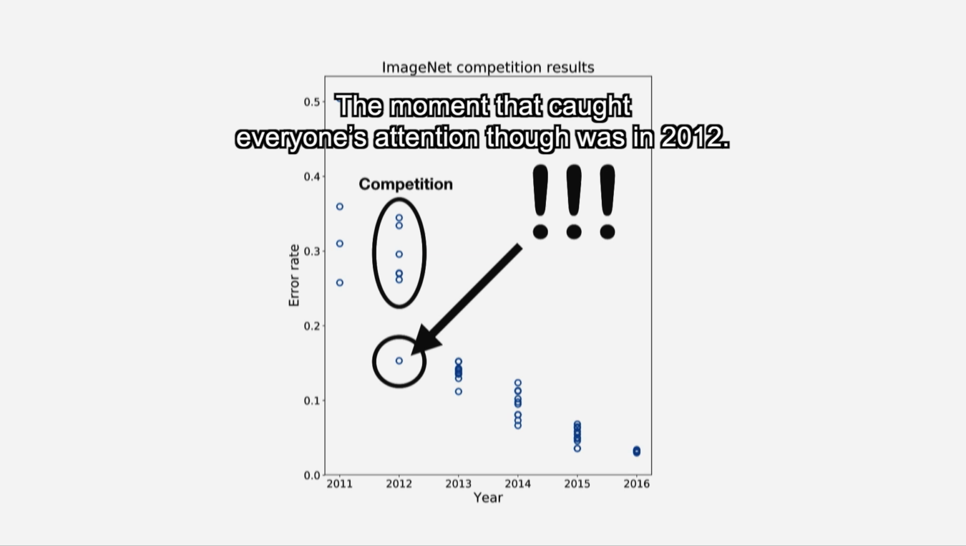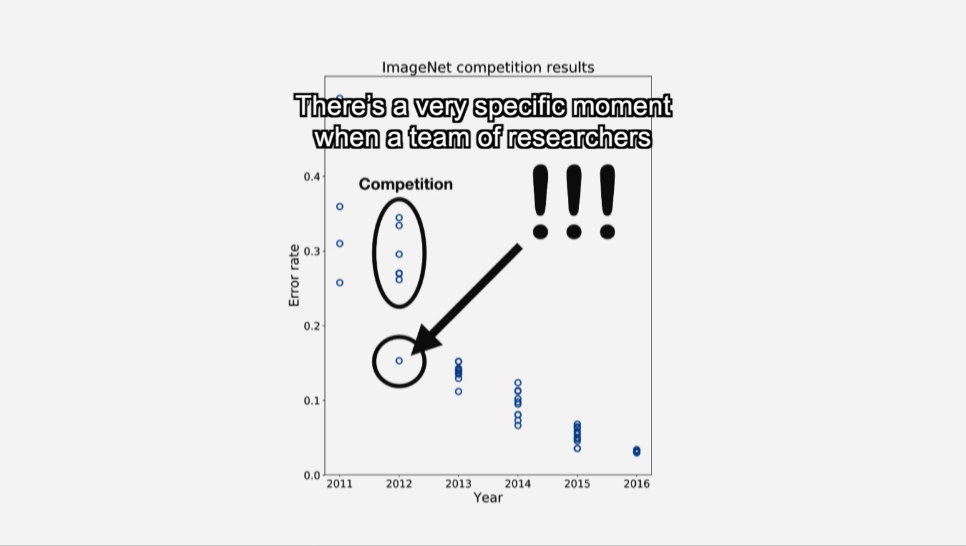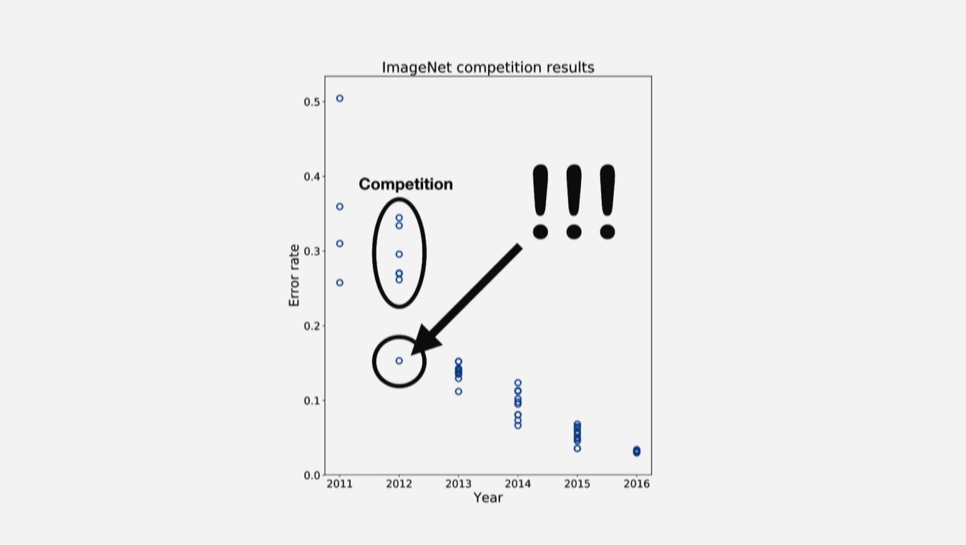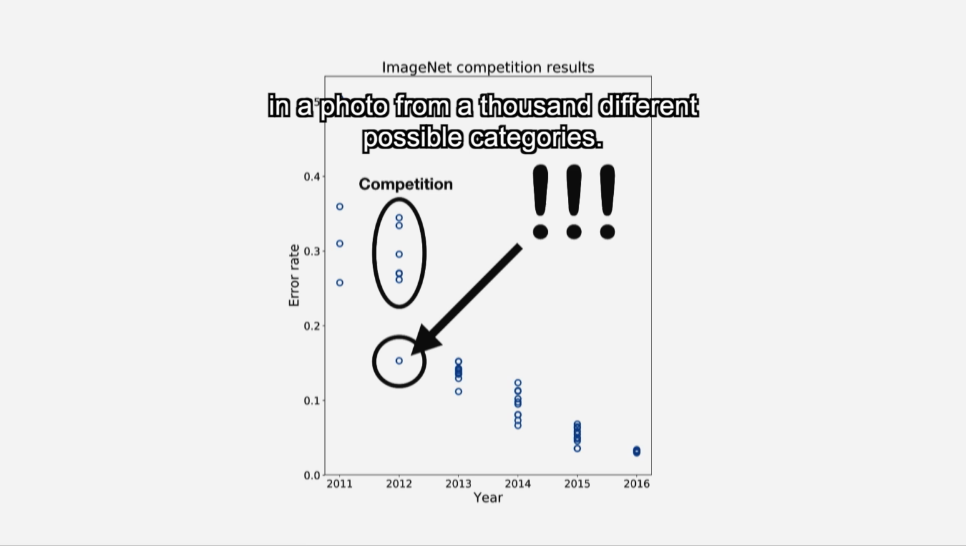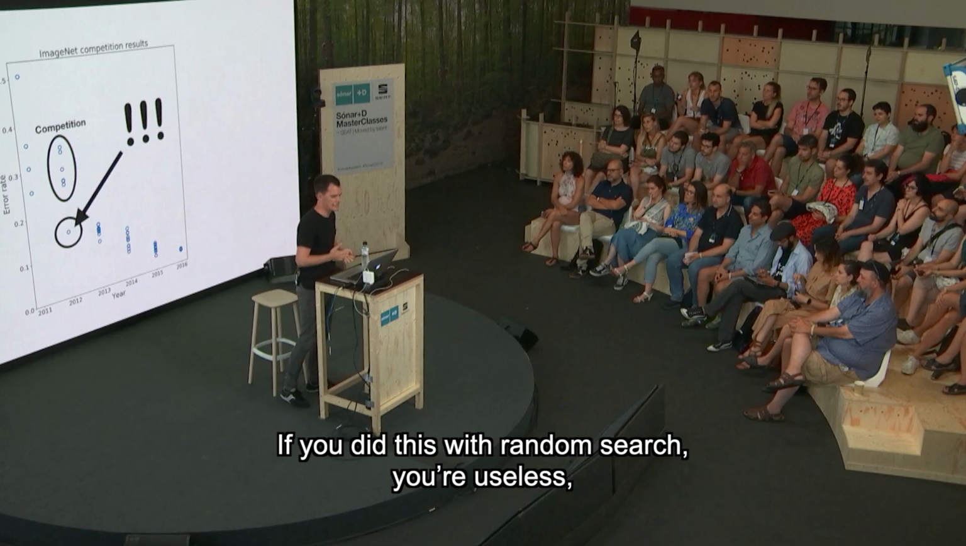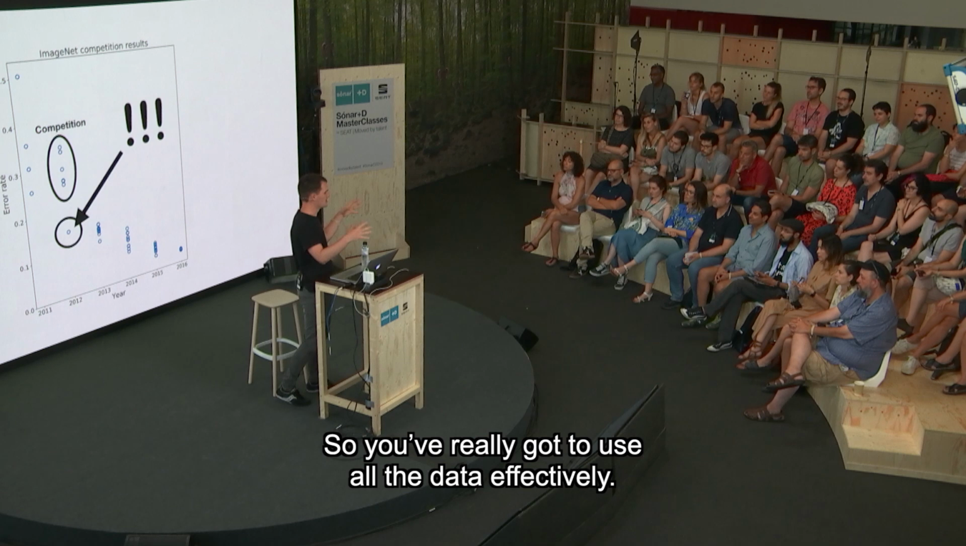The moment that caught everyone's attention, though, was in 2012. There was a very specific moment when a team of researchers won this challenge called ImageNet using neural nets. The task for ImageNet was to predict the name of an object in a photo from 1,000 different possible categories. If you did this with random search, you're useless. You have a 1 in 1,000 chance of getting it right. So you've really got to use all the data effectively.